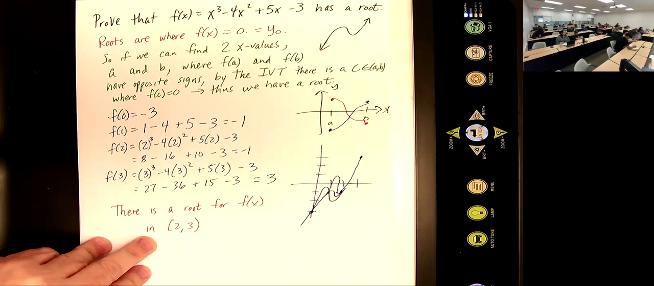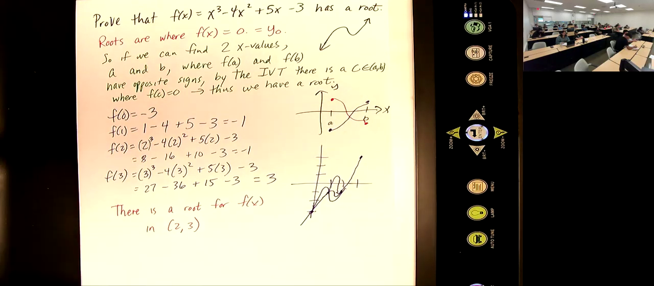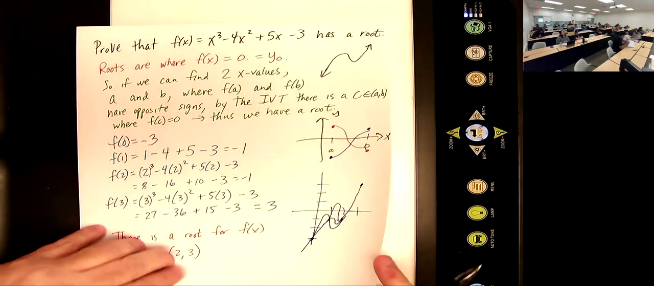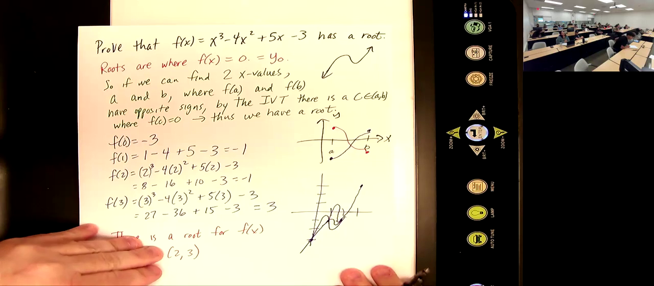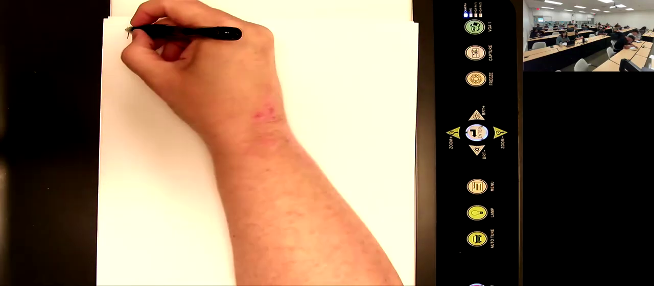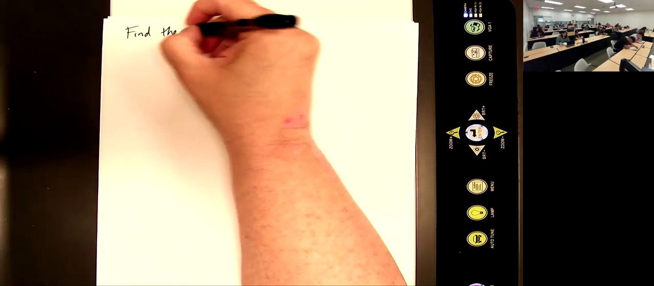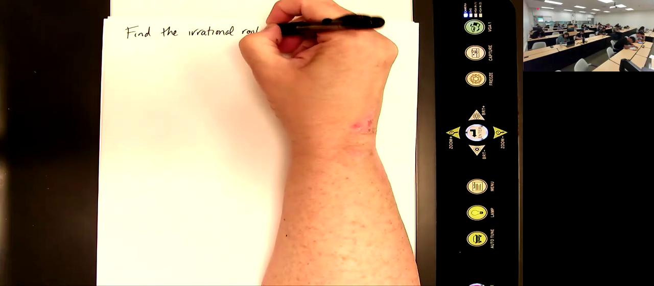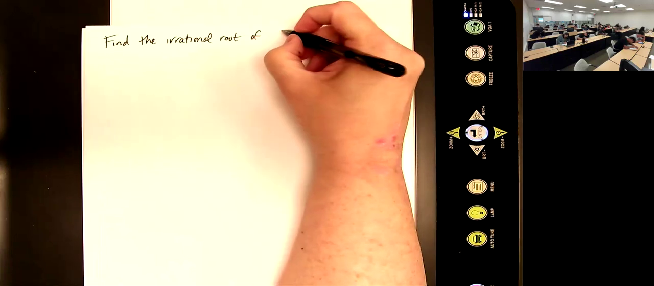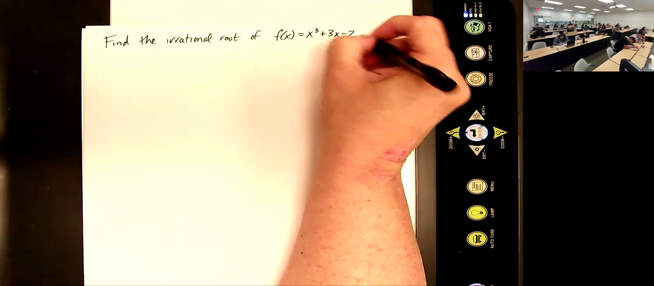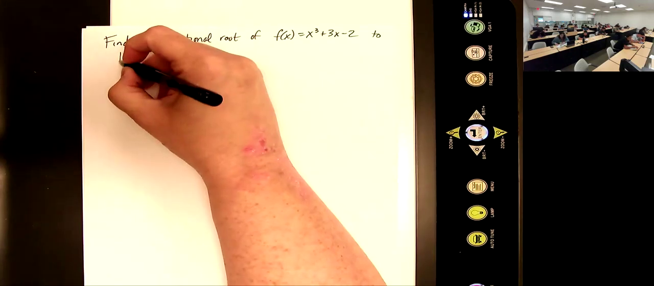Alright, there are problems like this. So this next one is tedious and you're gonna be like, eh. It's calculator work, that's why you're gonna hate it. Find the irrational root of f of x equals x cubed plus 3x minus 2, to 3 decimal places.